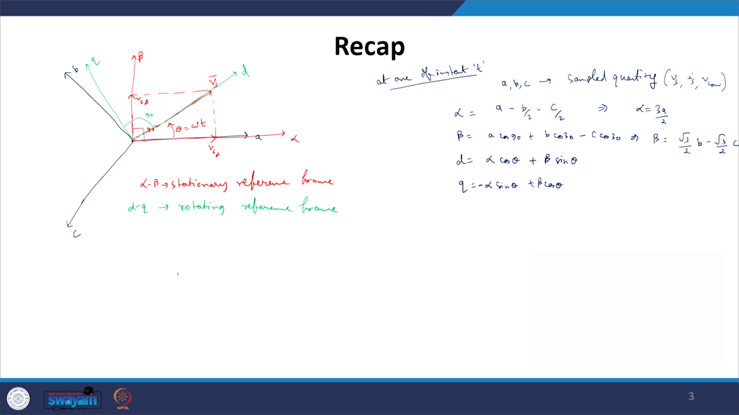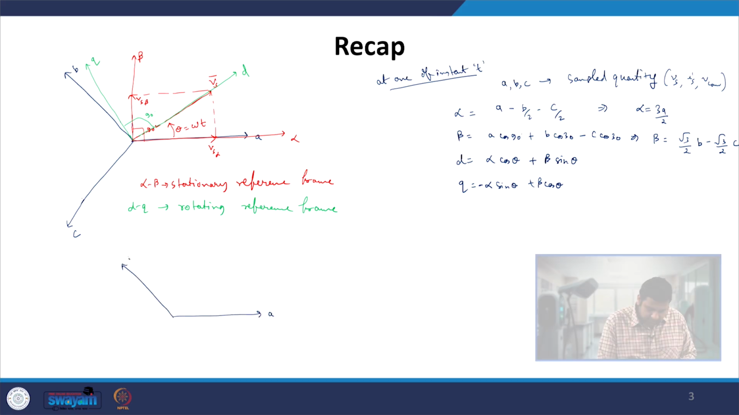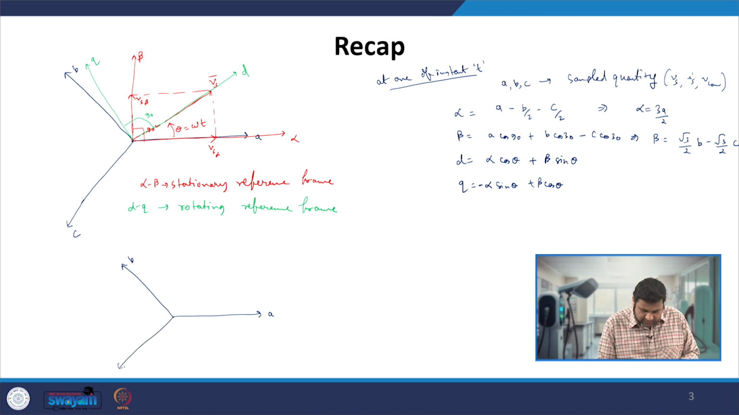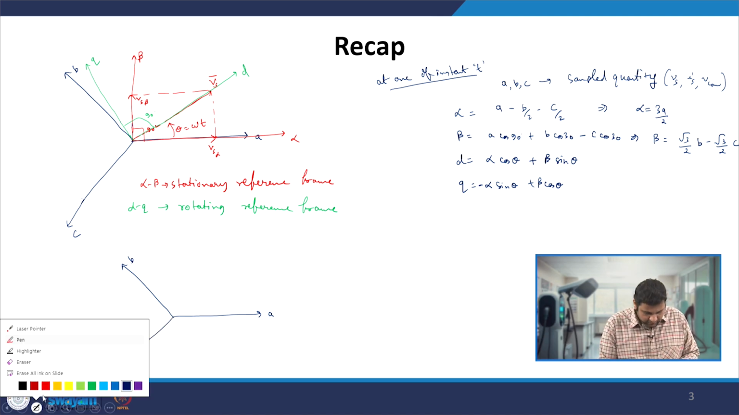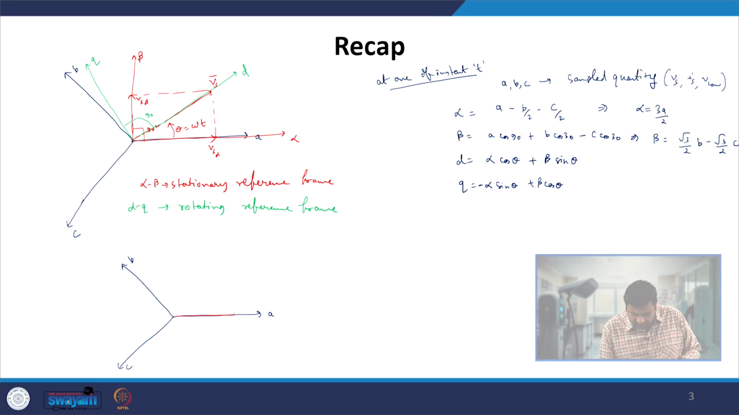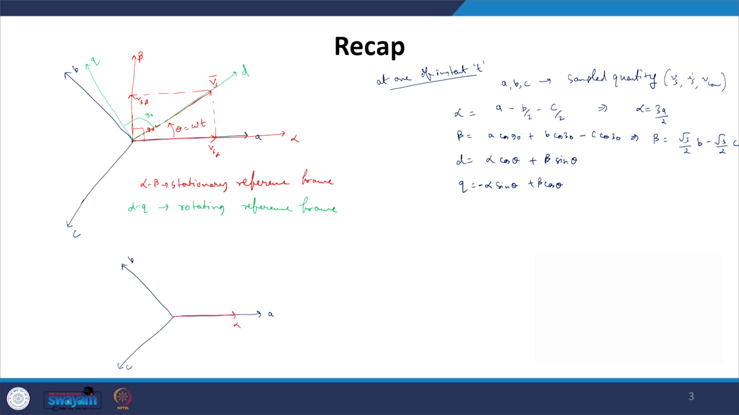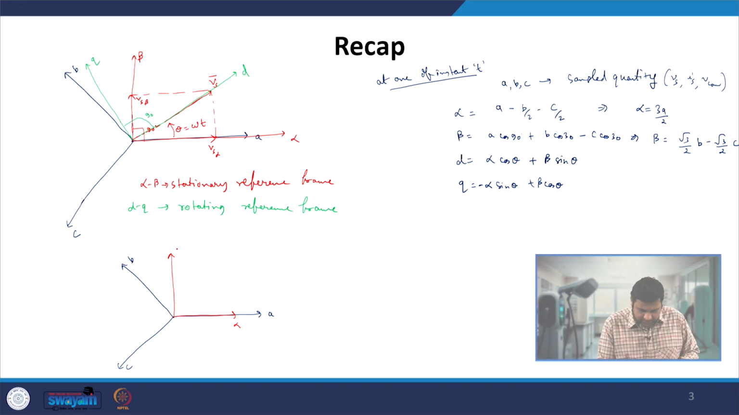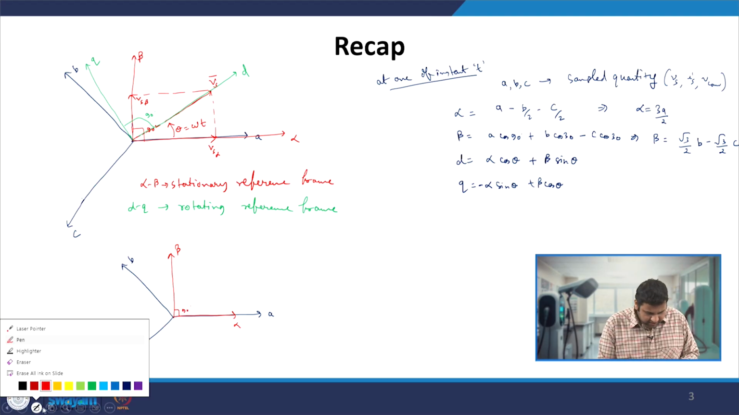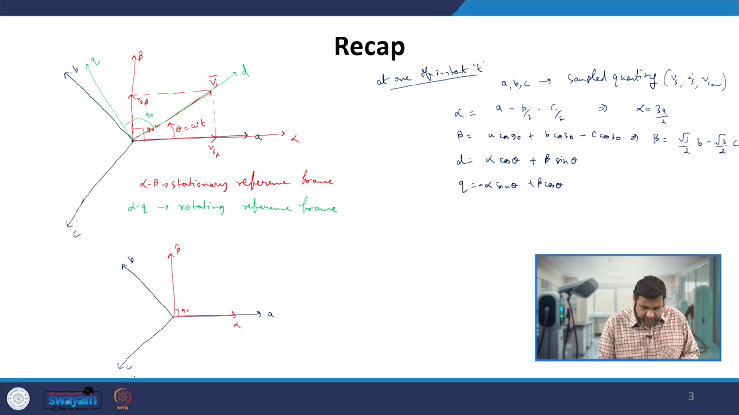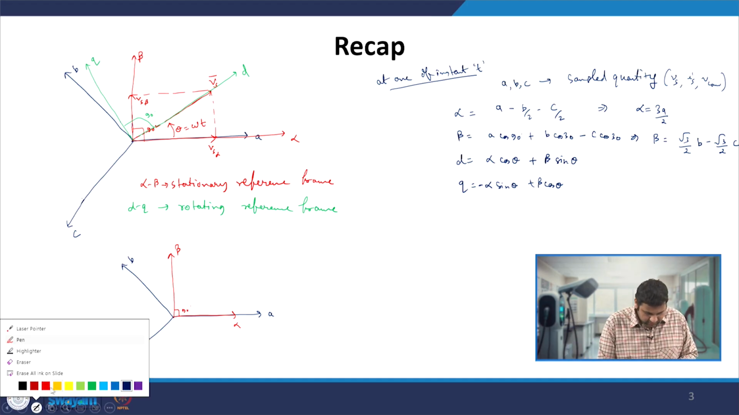Let us see one more example where, let us say, this is your A axis, this is your B axis, and this is your C axis. If we define the alpha beta axes, alpha is aligned along the place where you have the A axis peak, and the beta component is 90° from it. Let us say your Vs vector is somewhere here; let us define this as the Vs vector.